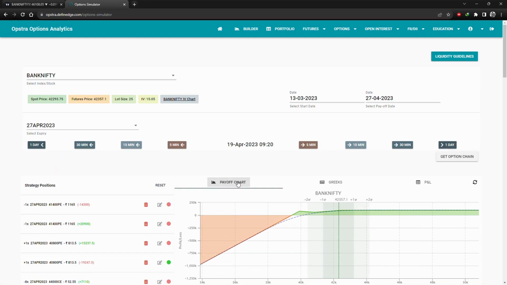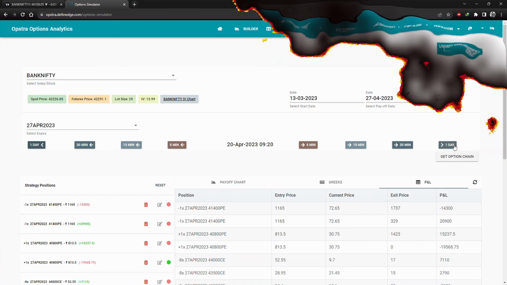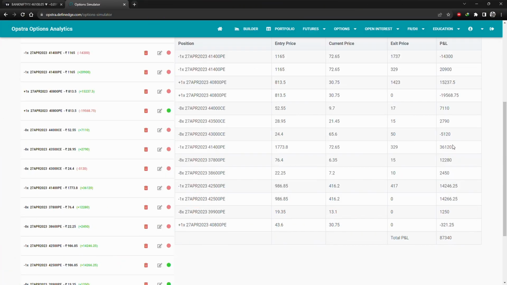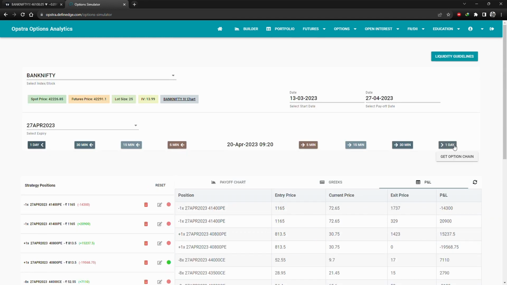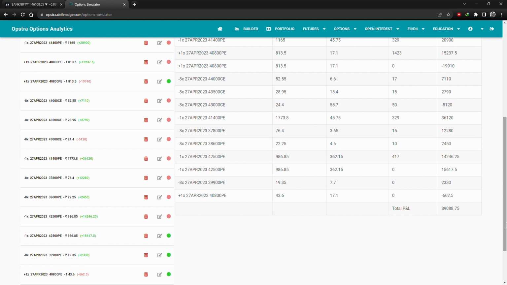After the adjustment, this is how the payoff chart will look. Let's move on to our next day. The market has gone down again. There is decay in the premium on the put sell side. Let's move on to our next day. Okay, the market has gone up and the premiums have gone down, and we are around 7 rupees only.